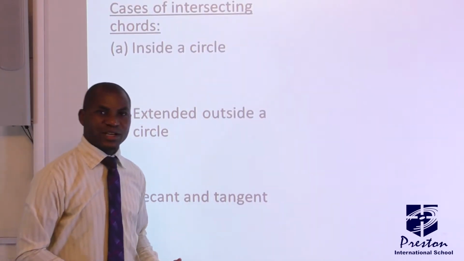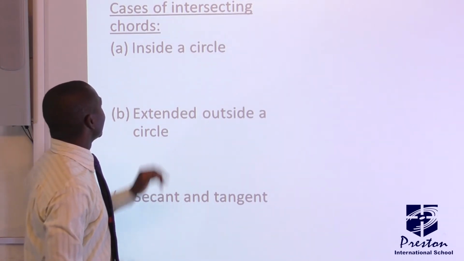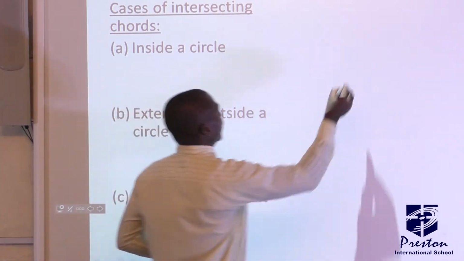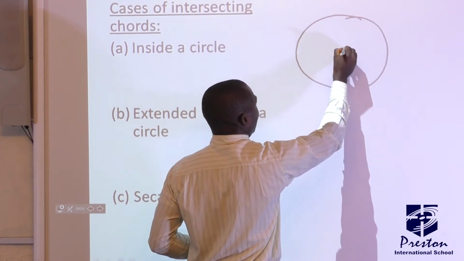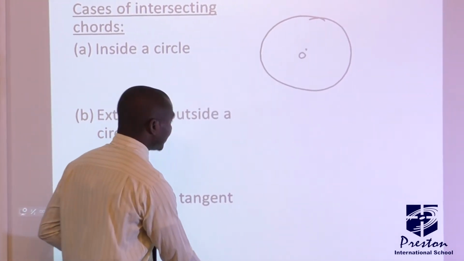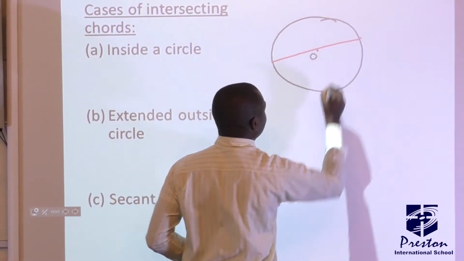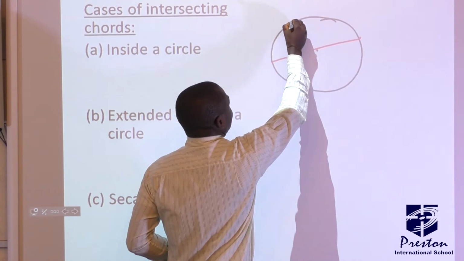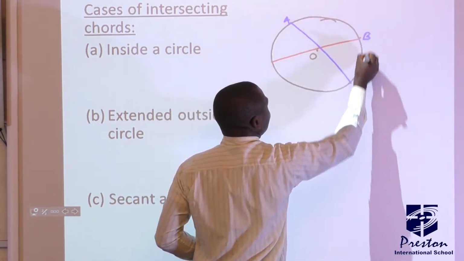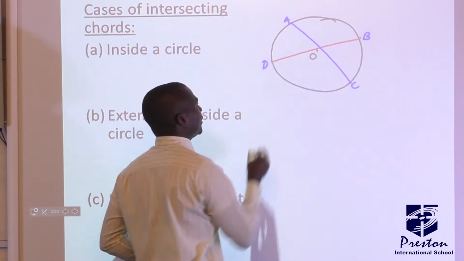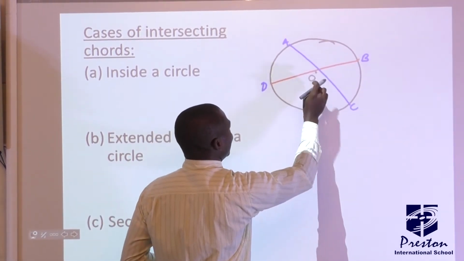Now there are three cases we shall be considering from the objective. The first one is inside a circle. And when you have a circle like this, center O, now we can have the chords, intersecting chords. Now let's call this A, B, C, and D. Permit me to call this place I. Okay?